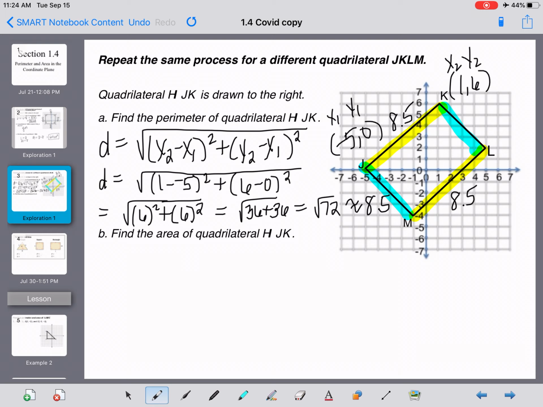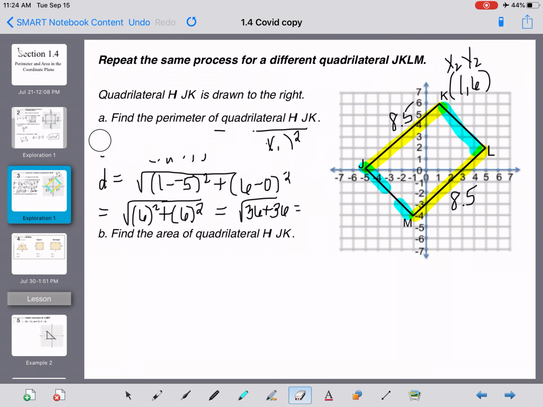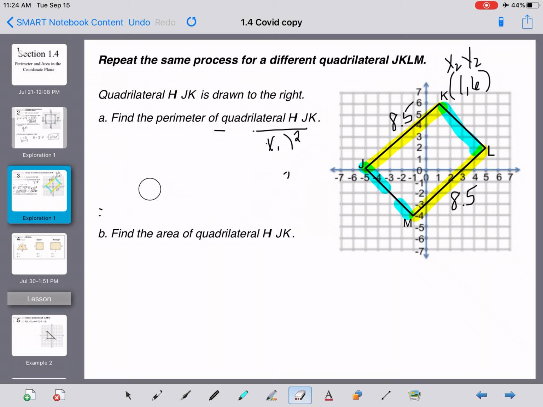Now we could repeat the process for ML, but I know that those sides are congruent, so we don't have to. All right, I'm going to erase this part because I need more room to do the lengths of the blue sides, so you can always pause and go back if you need to see the rest of the work. So I'm going to erase this. I guess I could have kept the distance formula up there.